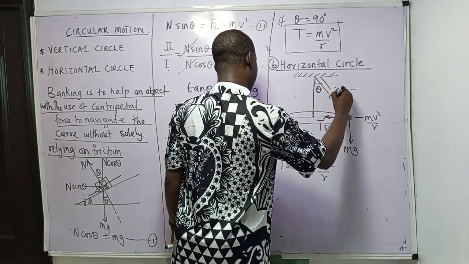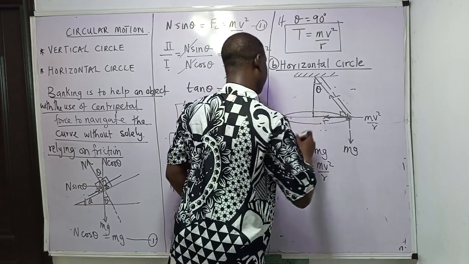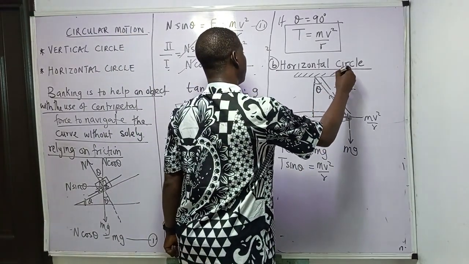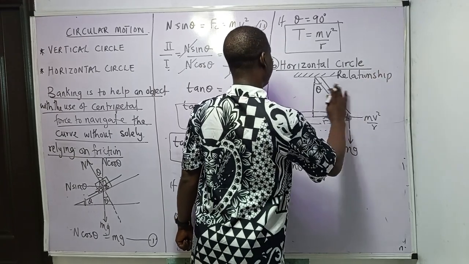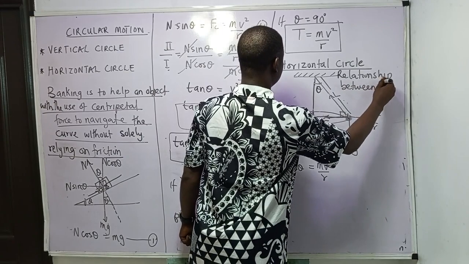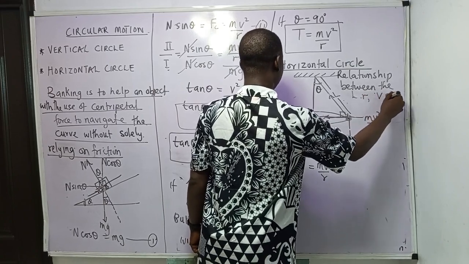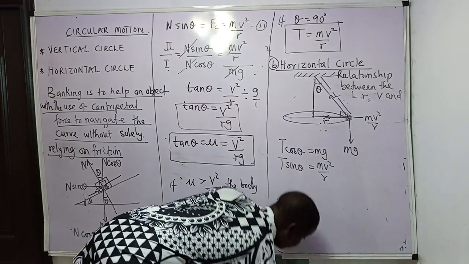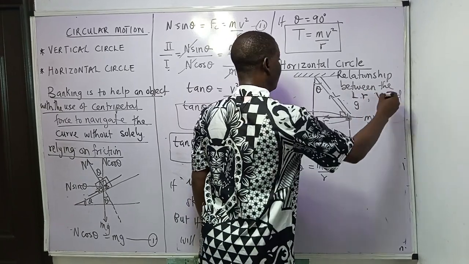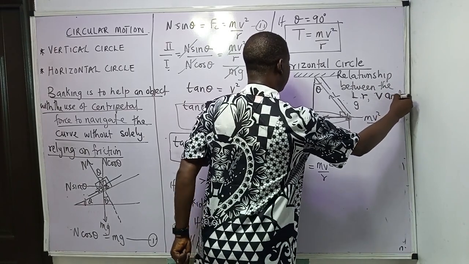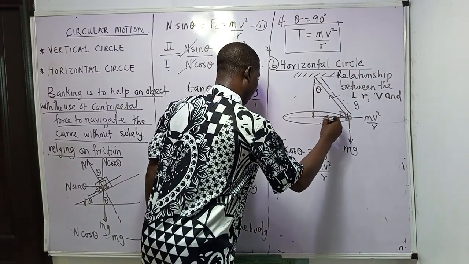Let's call this one length L. Let's call this one radius R. Now we want to look at the relationship between the length, radius, V and G. We want to look at the relationship between length, radius, V and G. Now, if you want to look at that, from here to here is the radius R.